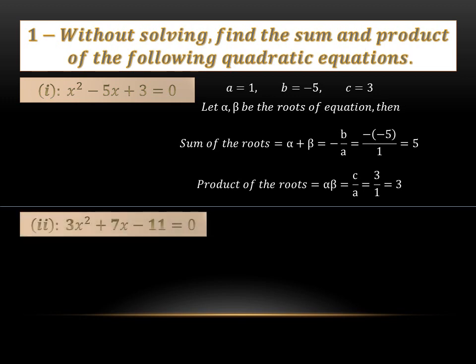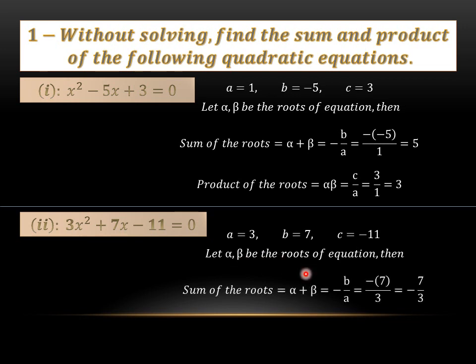Coming to part 2, it states 3x squared plus 7x minus 11 equals 0, which means 3 will be a, plus 7 will be b, and minus 11 will be c. So taking the values of a, b and c and supposing that alpha and beta are the roots of the equation, we will find the sum of the roots, which is alpha plus beta, and the formula is minus b over a. Putting the value of b, which is 7, minus will remain the same, and a is 3, the answer will be minus 7 by 3. Finding the product of the roots, which is alpha beta, the formula is c over a. c is minus 11 and a is 3, so that will be the answer.